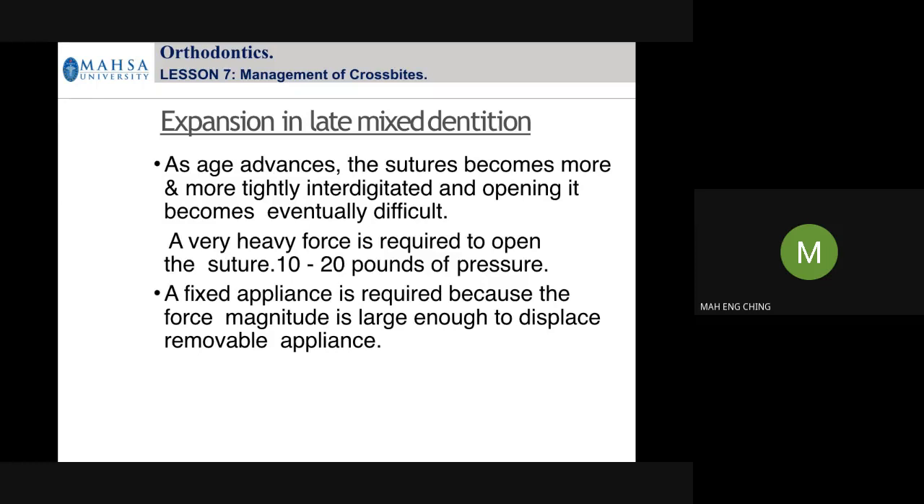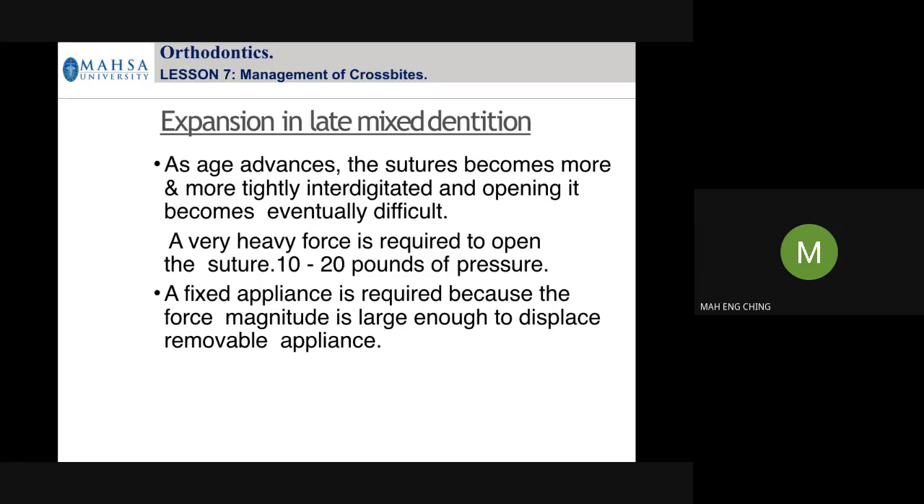So previously we mentioned, if you want to move the teeth, we need about 35 to 120 gram to move the teeth individually. If you do bodily movement, maybe 120. If you just do tipping movement, maybe 35 gram. 10 to 20 pounds, we are talking about 4,000 to 9,000 gram. So it's 100 times more than your tooth movement forces.